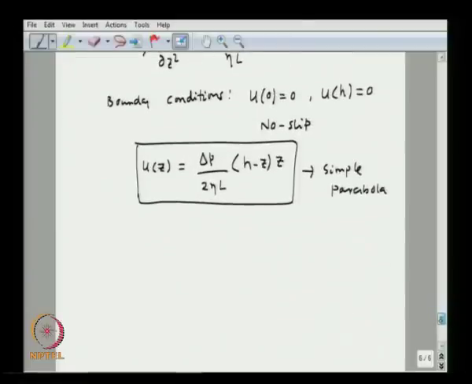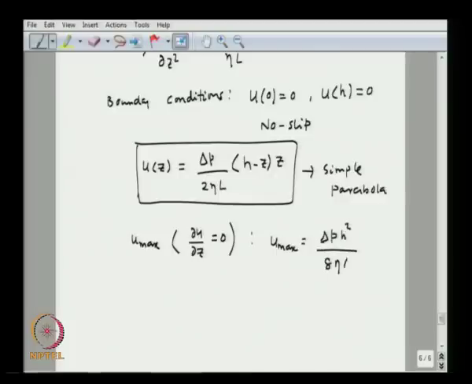So, you can find out the maximum velocity u max. To find u max, you can say that del u over del z will vanish, right. So, in that condition you can find u max. So, u max can be found to be delta p into h square over 8 eta L. Okay.